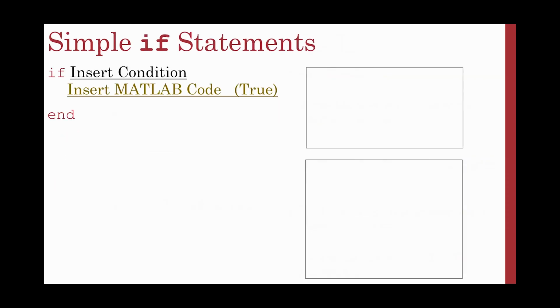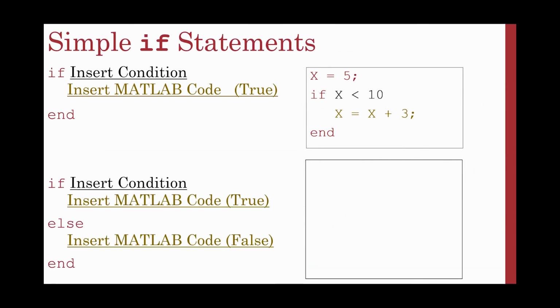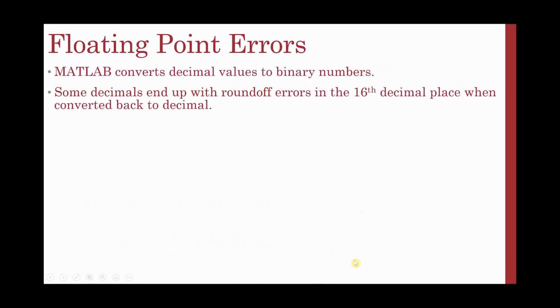So let's look at a simple if statement: if, insert condition, insert MATLAB code if true. If I say x equals 5 and I say if x is less than 10, x equals x plus 3, end. That is a very simple if statement. A slightly more complicated one is: if, insert condition, insert MATLAB code if true, else insert MATLAB code if false. So if I say m is equal to 20, if m is greater than or equal to 20, m is equal to 0, else m is equal to 1. It's going to compare the value of m to 20, execute this code if it's true, and if not, it will execute that code.